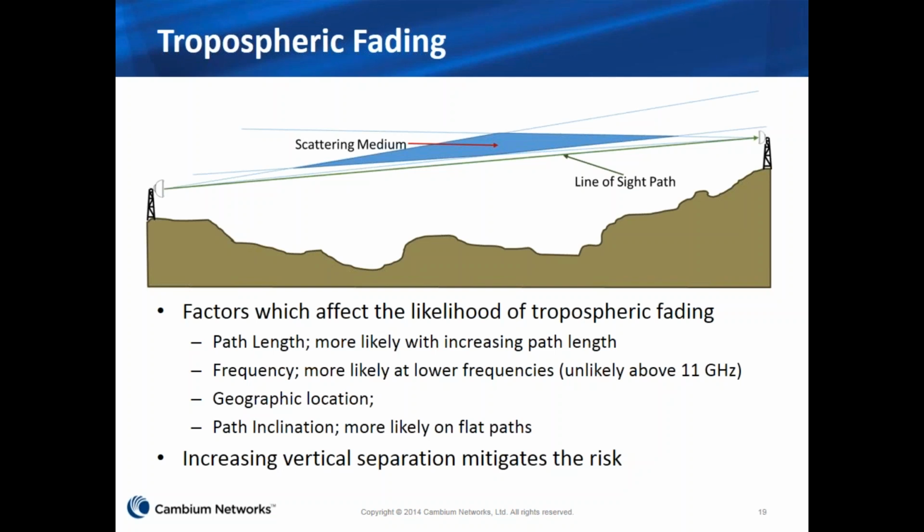This kind of fading is much more likely to happen at lower frequencies, and it's rare to see it above 11 gigahertz. It's also more common on longer paths. There's a higher probability of the scattering zone developing. The geographic location also plays a significant part, as some parts of the world are more prone to such weather conditions. Coastal and desert areas are particularly prone. So we have areas such as the southeastern seaboard of the United States and the Gulf region in the Middle East, which are both particularly problematic.